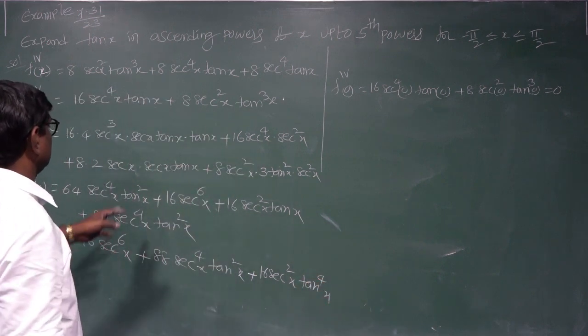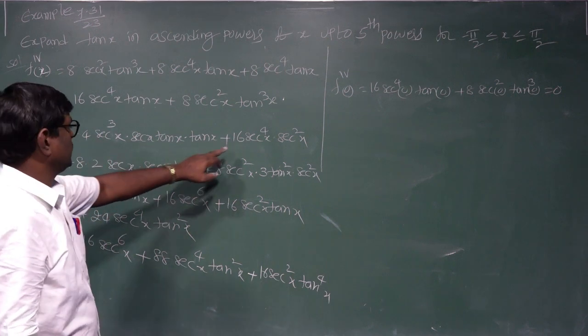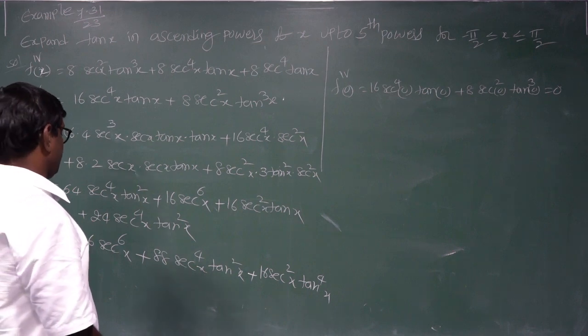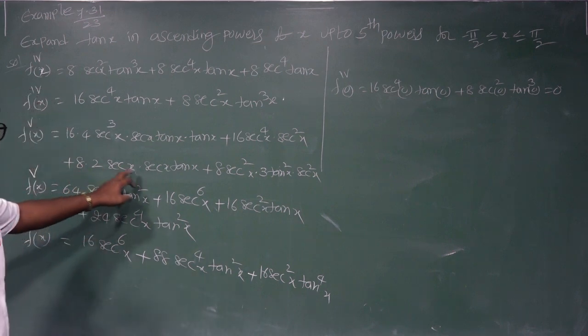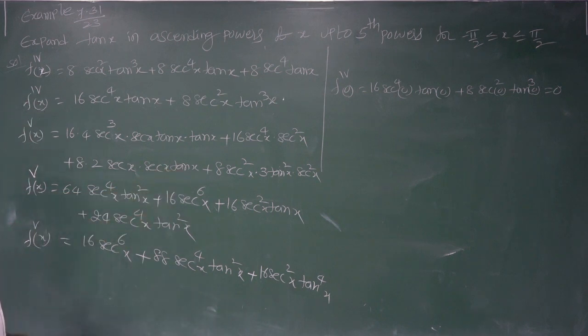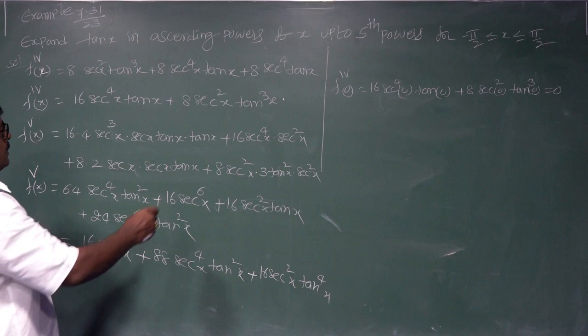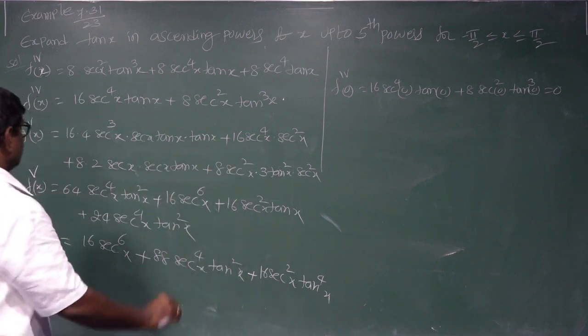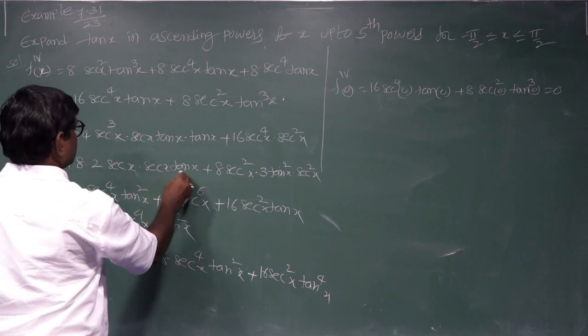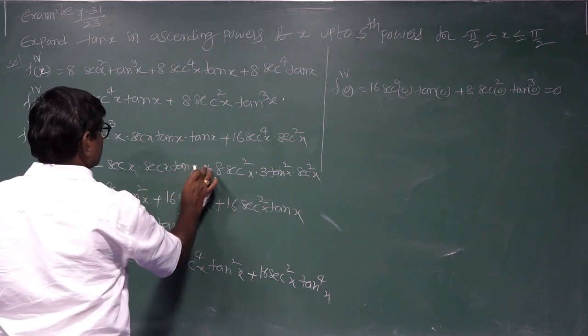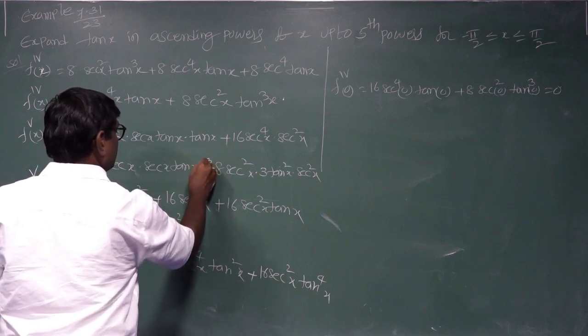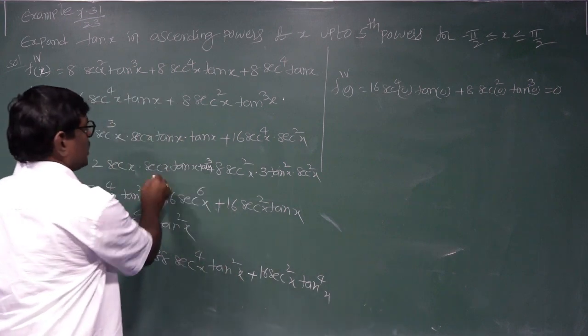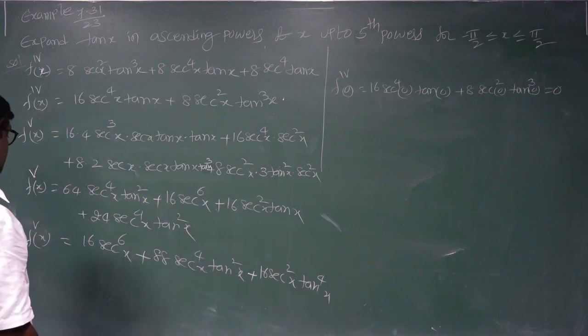This value is 16, this is 16 secant square x tan x. Yes, 16 into 16. This is the fourth derivative, value is 64 secant square into tan cube. This is again 16. Okay, next 8 into 2 into secant x tan cube x into tan square x plus 8 into 3 into tan x.